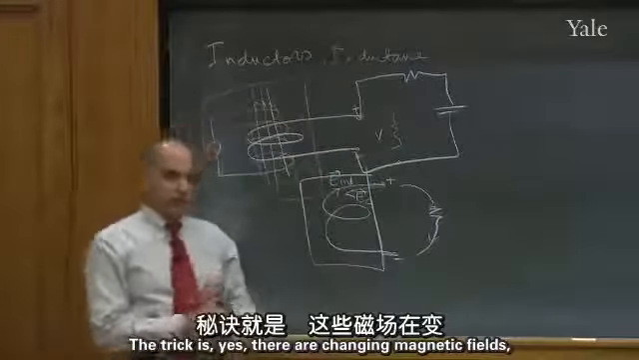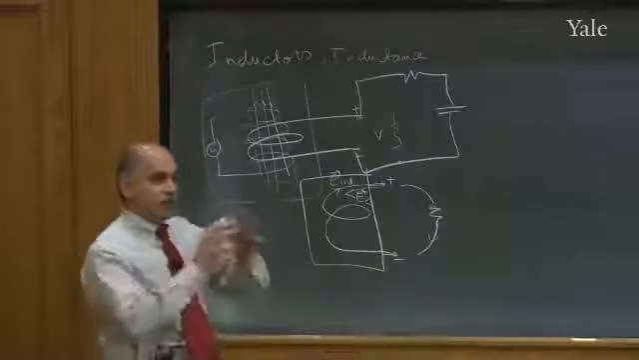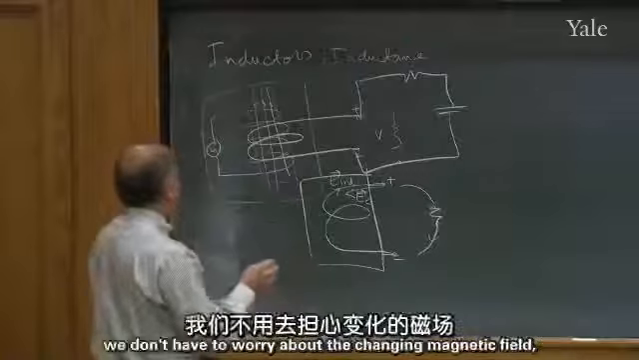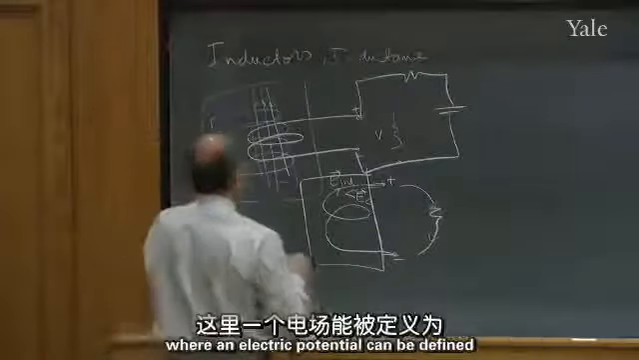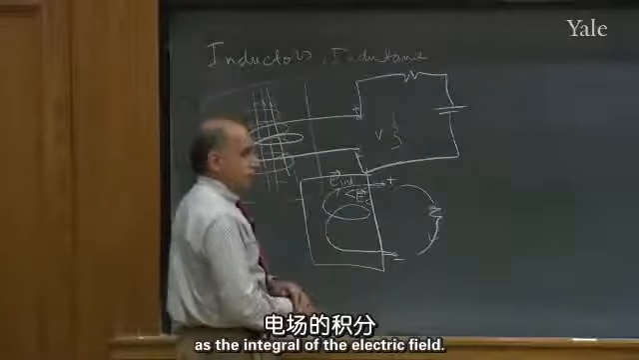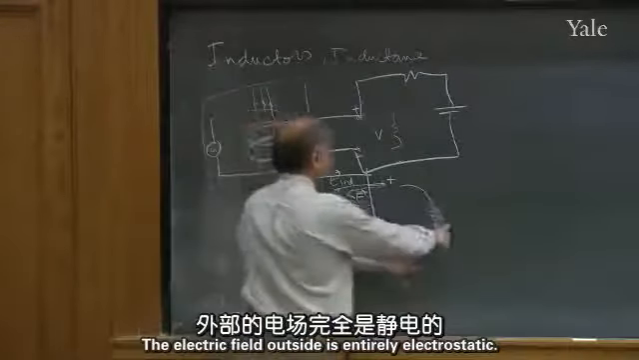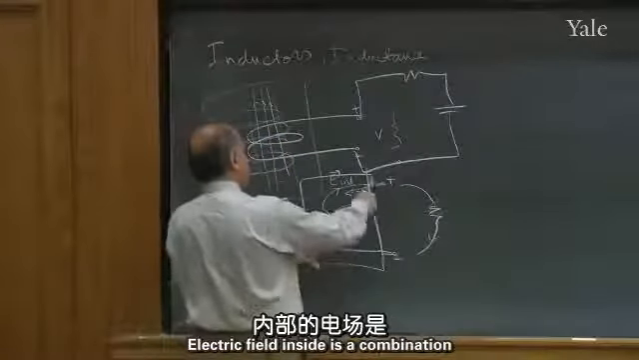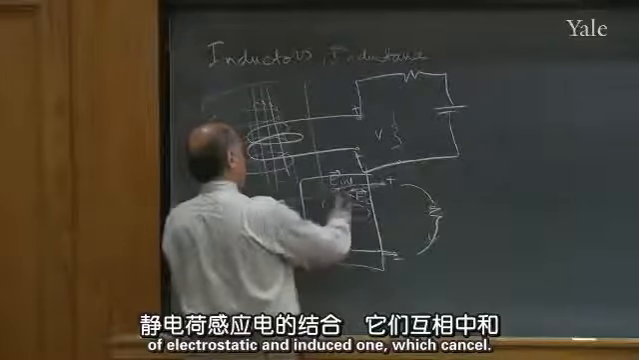So the trick is, yes, there are changing magnetic fields, but they're hidden inside the coil. In the region outside the coil, we don't have to worry about the changing magnetic field, where an electric potential can be defined as the integral of the electric field. The electric field outside is entirely electrostatic. The electric field inside is a combination of electrostatic and induced, which cancel.